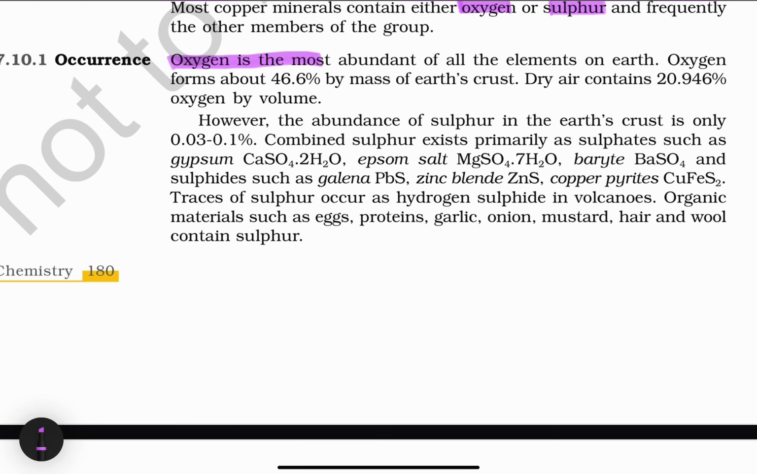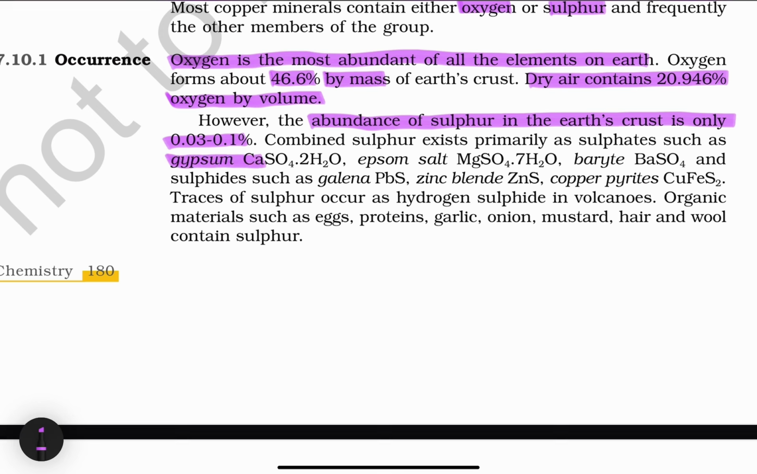Oxygen is the most abundant element on the earth, 46.6% by mass. Dry air contains approximately 21% oxygen by volume. The abundance of sulfur in the earth's crust is only 0.03 to 0.1%, meaning very, very less.